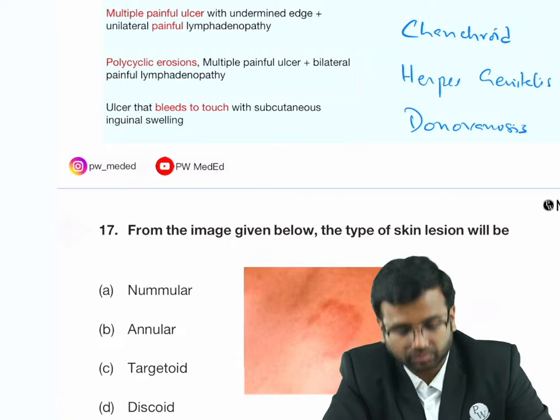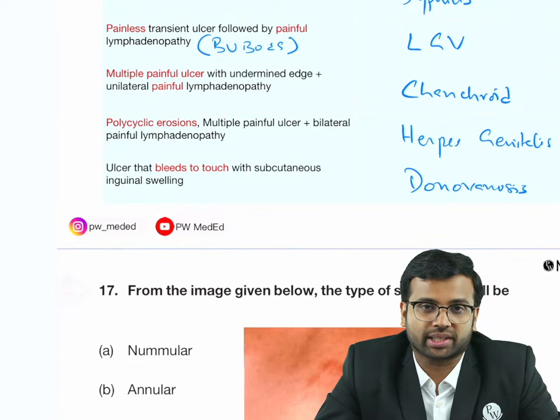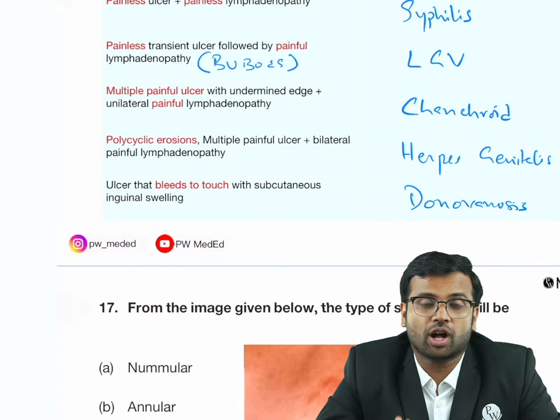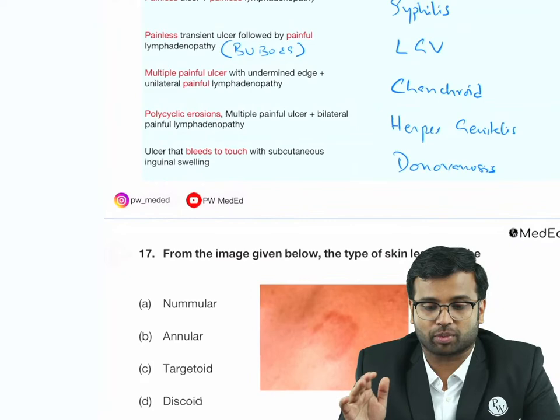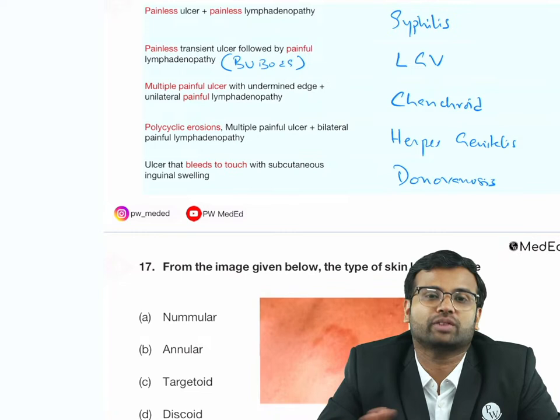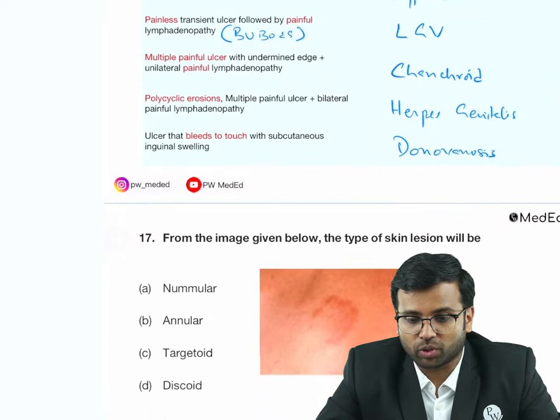So once again, this is a very important slide for all of you. So please make sure that you go through all these clinical scenarios of all the genital ulcer diseases, because it's a very, very important topic. It is a repeat topic as well. Fine. So please make sure that if you know these kind of presentations properly, then you will never make a mistake on any of the genital ulcer disease questions. So I'm just proceeding further.